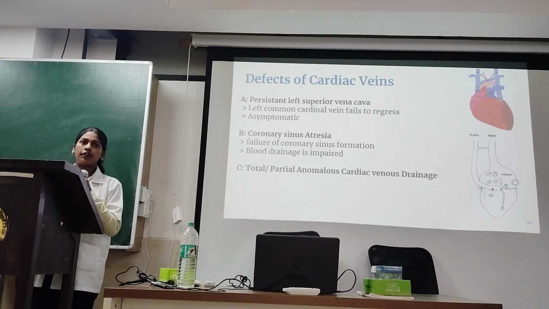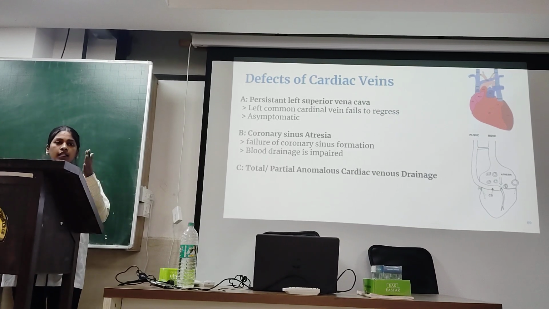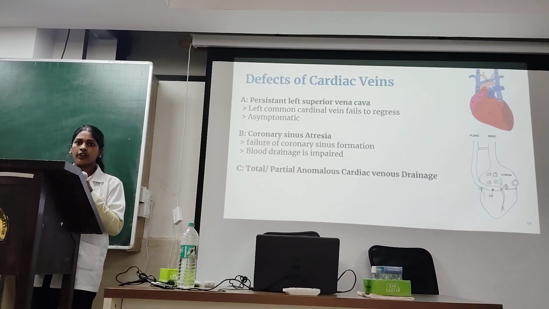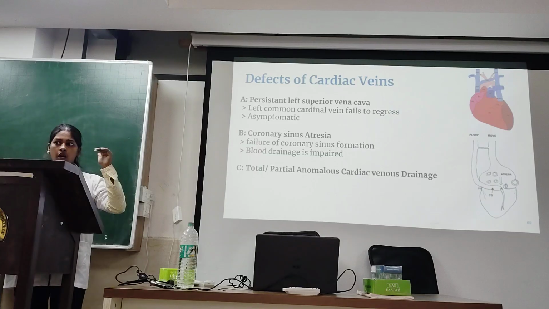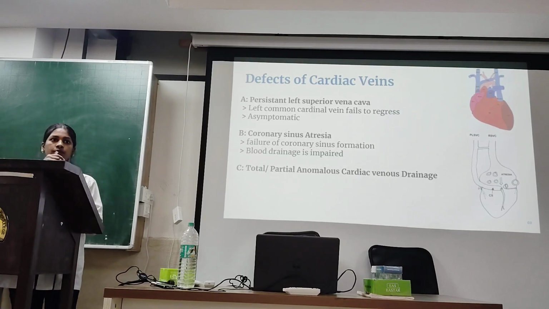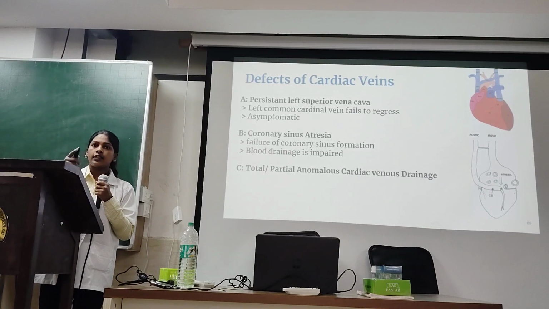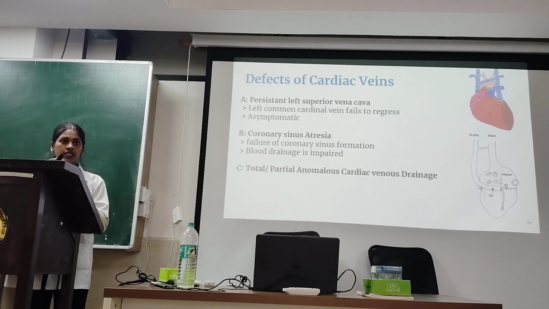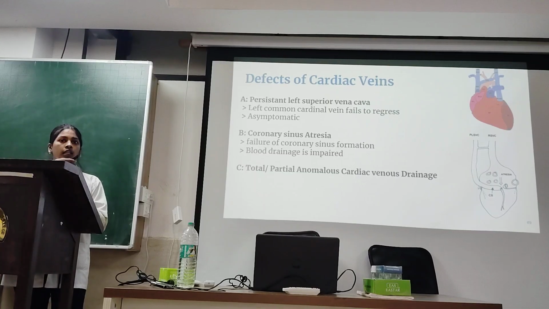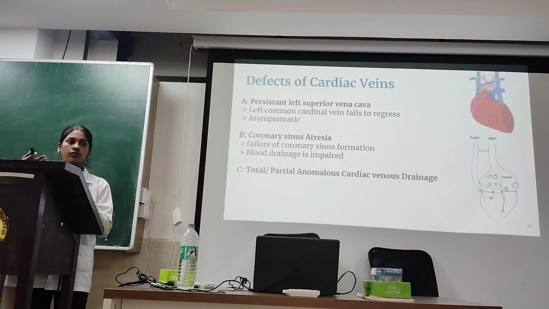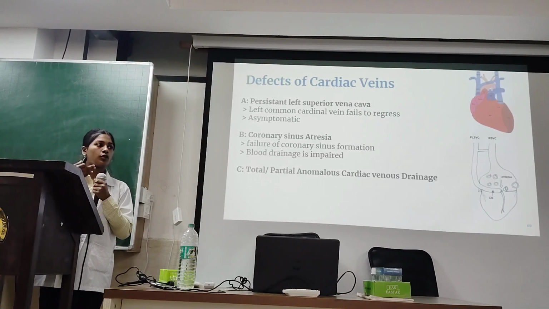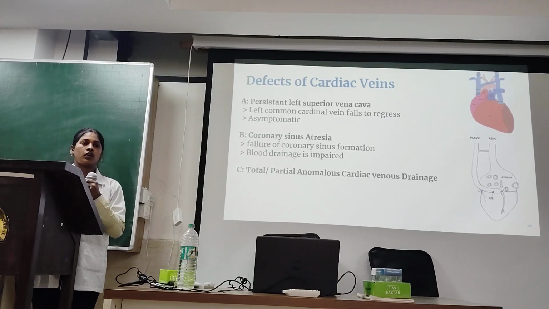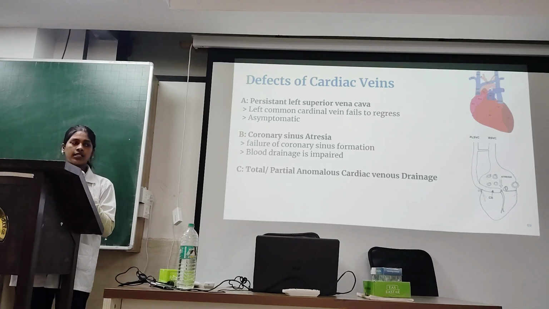So what happens in the embryonic life is that we have a left anterior cardinal vein and a right anterior cardinal vein. These drain blood from the upper part of the body into the sinus venosus. Now what should developmentally happen is that the right anterior cardinal vein will form the superior vena cava and the left anterior cardinal vein should regress. But if due to any defect the left anterior cardinal vein does not regress, or if it persists, it will lead to formation of an extra superior vena cava, which will lead to this anomaly. These anomalies are often undetected during the early stages because they are asymptomatic.